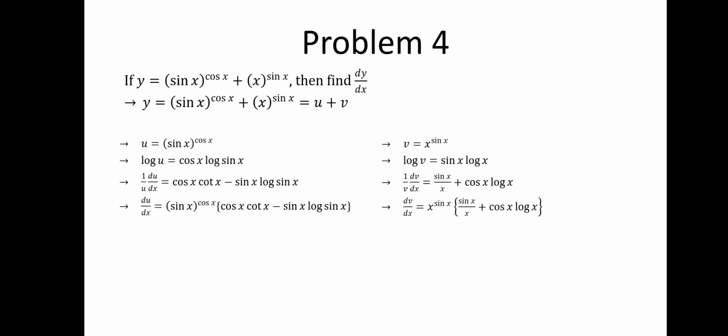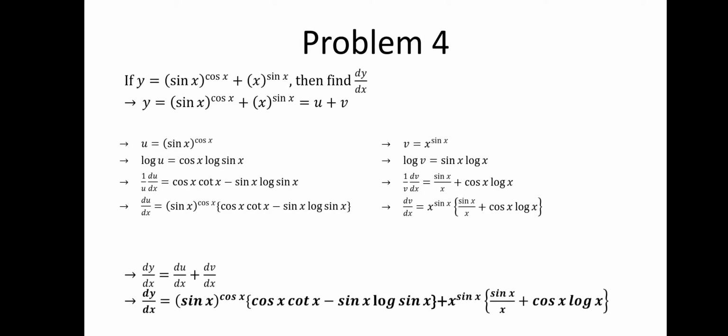Now, what did I start with? I started with y equals u plus v. I considered y to be u plus v. But what I need to find out is dy dx. So what is dy dx? dy dx is actually du dx plus dv dx, and exactly those two expressions I have already found out. So I need to just write those expressions and put an addition sign in between. So basically this is your answer.